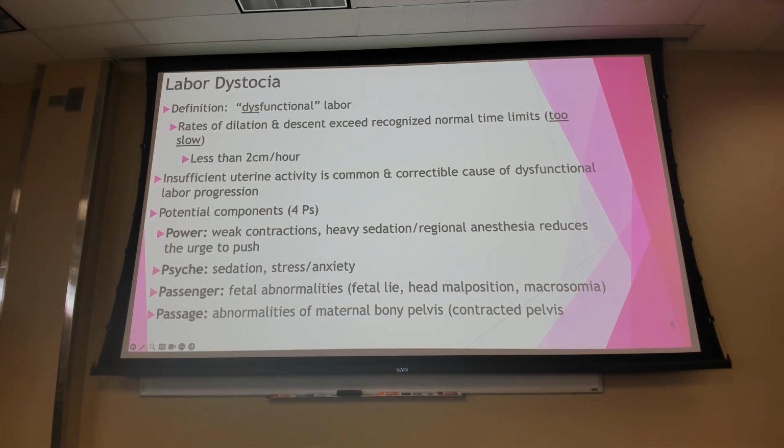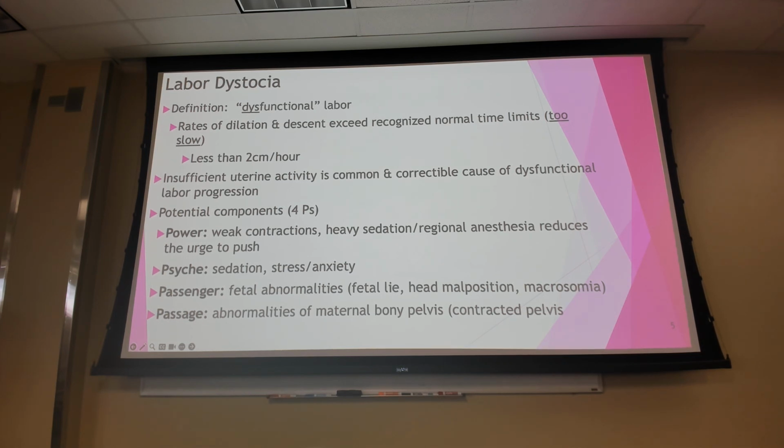Oftentimes, this is due to 4 different things. We think about power, meaning really contractions. So mom's contractions aren't strong enough to bring about that cervical change. It could be because mom has had some medication to help with the labor pain. It could be because mom has an epidural and so she doesn't feel that need to push. That's oftentimes why they'll wait a little while to do the epidurals until they're at least 5 or 6 centimeters, 6 or 7 centimeters dilated, so they have some of that pushing already on board.